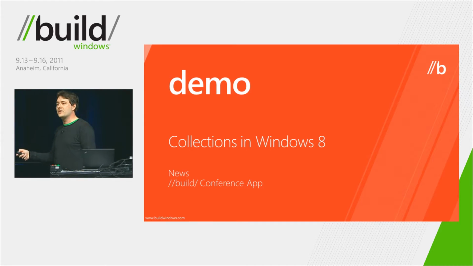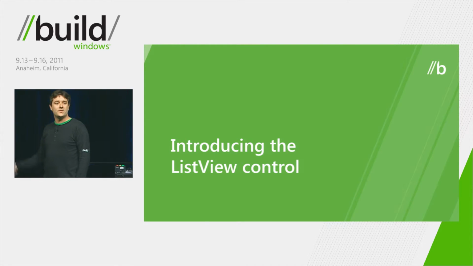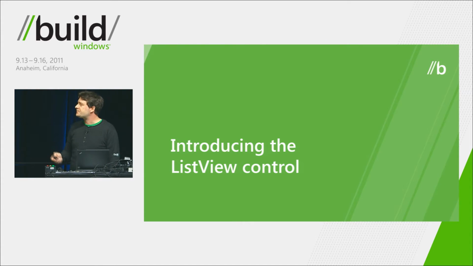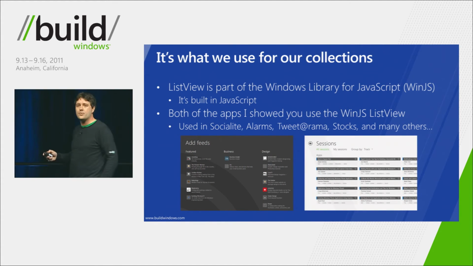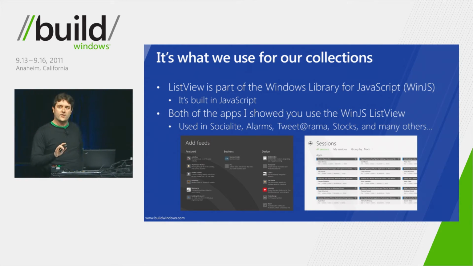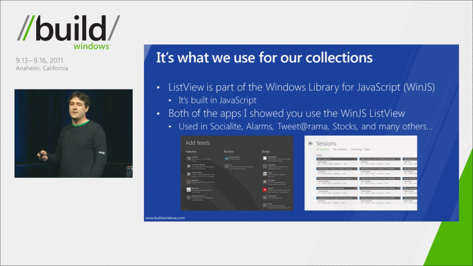The obvious answer here is the list view control. The list view control is your vehicle to make a polished Metro-style collection in a Win app in HTML. Now, the list view control is part of the Windows library for JavaScript. We call it WinJS for short. Hopefully you guys have heard a little bit about this by now. But this is a suite of controls built in JavaScript for you to use to create Metro-style apps in HTML. And that means that the list view itself is built in JavaScript, which I think is really neat.